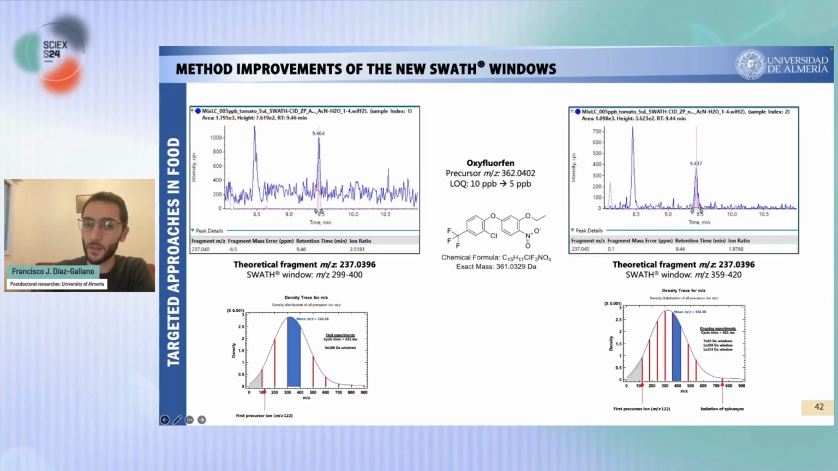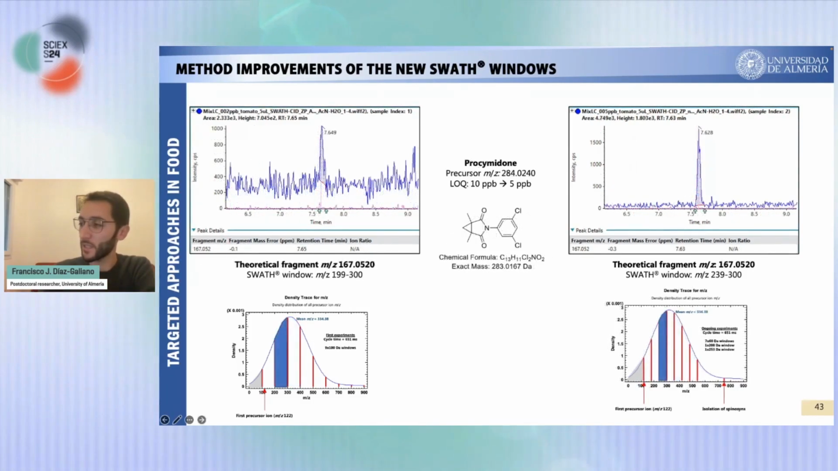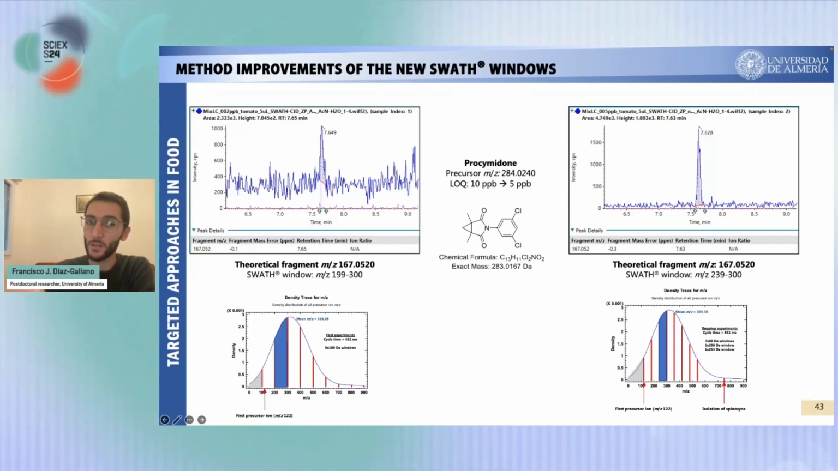Another good example is oxyfluorfen, another case of the reduction of the background noise and improvement of the signal-to-noise ratio, moving from 10 ppb to 5 ppb in the LOQ. And the last example I'm going to show is prosulfocarb. This chlorinated carboxamide also shows a substantial improvement in terms of signal-to-noise ratio. As you can see here on the left, it barely fits the criteria. I think it doesn't fit the criteria, whereas on the right, it fits the signal-to-noise ratio perfectly well.